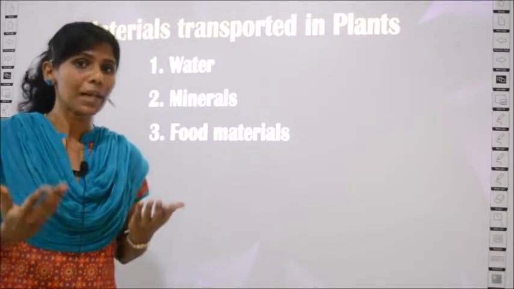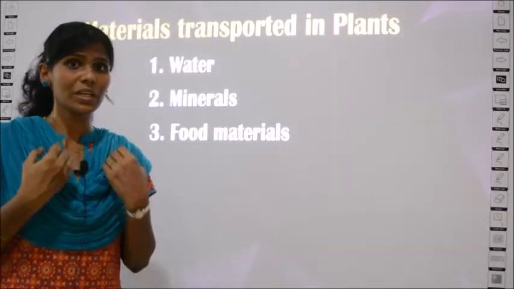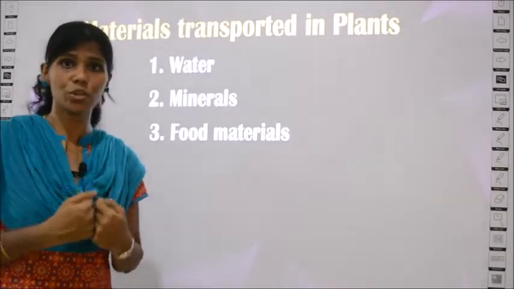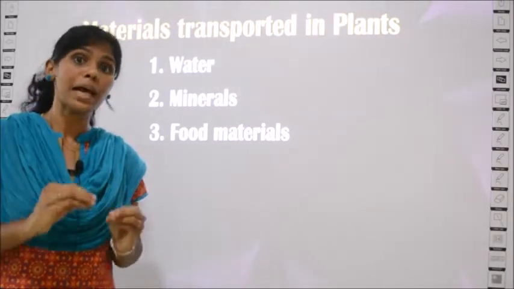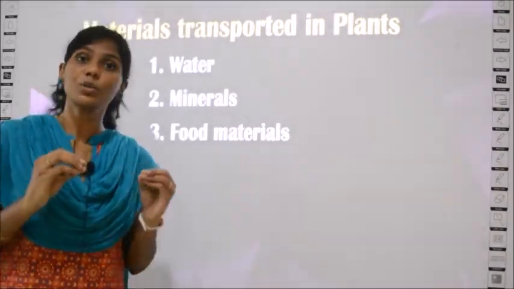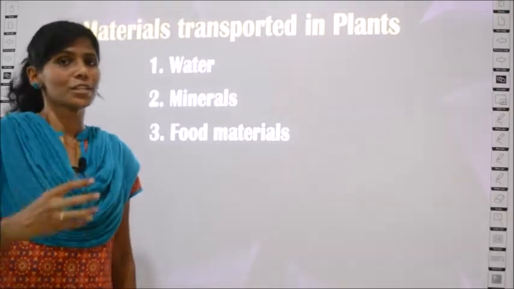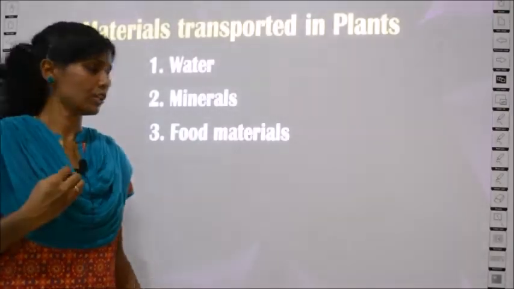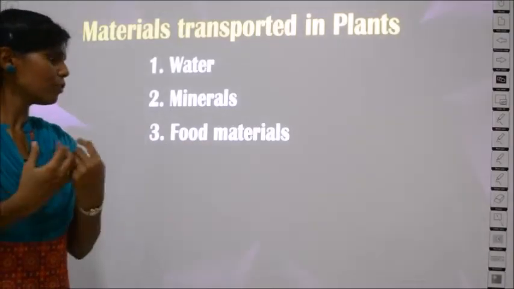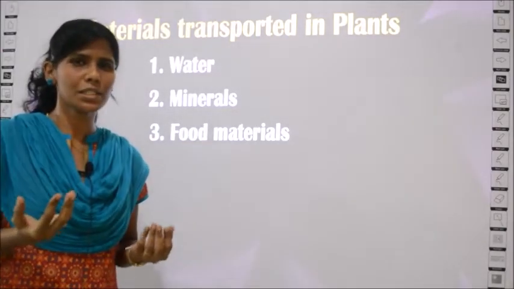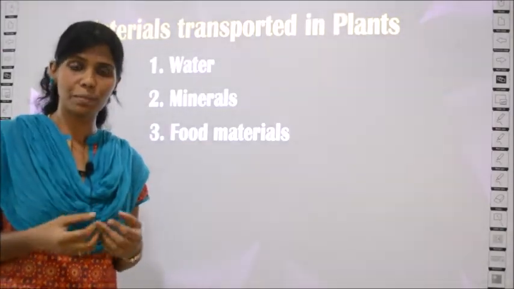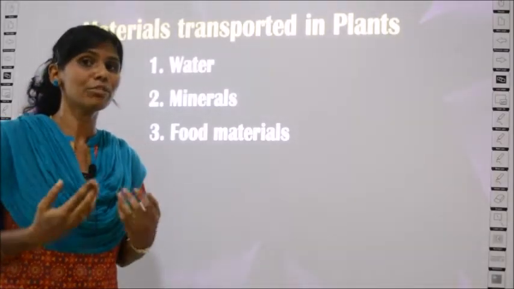So why does the plant need minerals? Just as we eat vitamins and minerals, human beings, similarly plants also require nutrients for their growth. So these minerals are essential for the plants. The third one is food materials. What food materials? We are not supplying any food to the plant, right? So where does the food come from then?